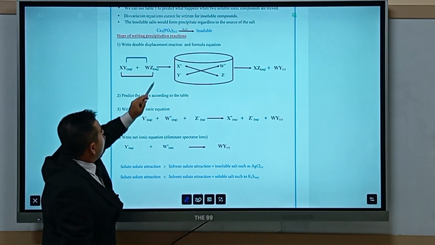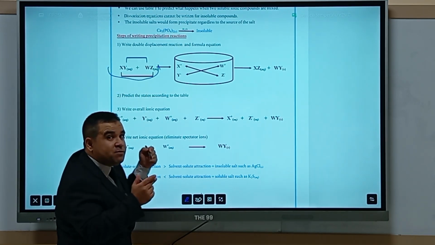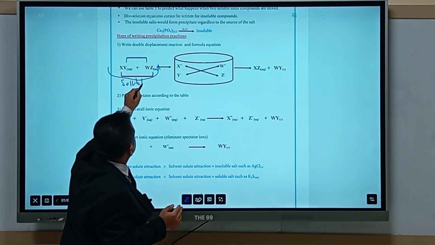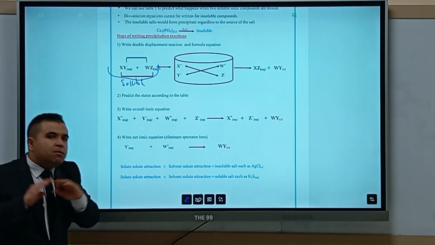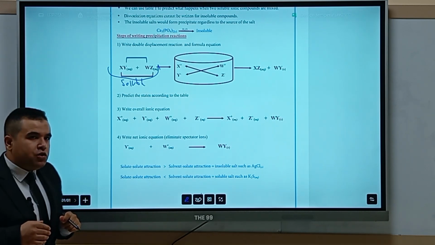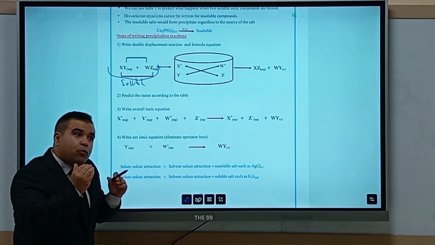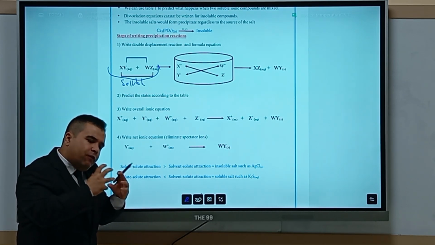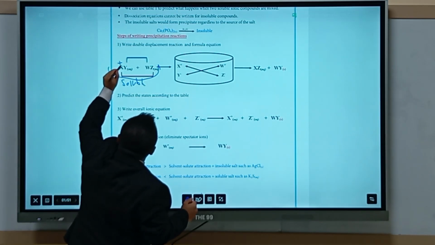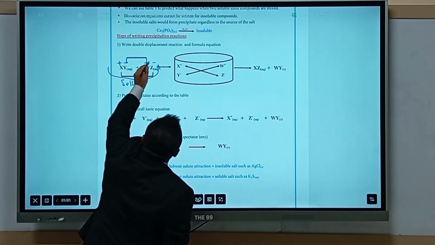Keep in mind that in order to perform a double displacement reaction, the reactants must be soluble. The reactant salts must be soluble. If there is an insoluble salt, there will not be a reaction. And the salts, you know, guys, are composed of a cation and an anion, first cation followed by anion. So X is the cation and Y is the anion, W is the cation and Z is the anion.